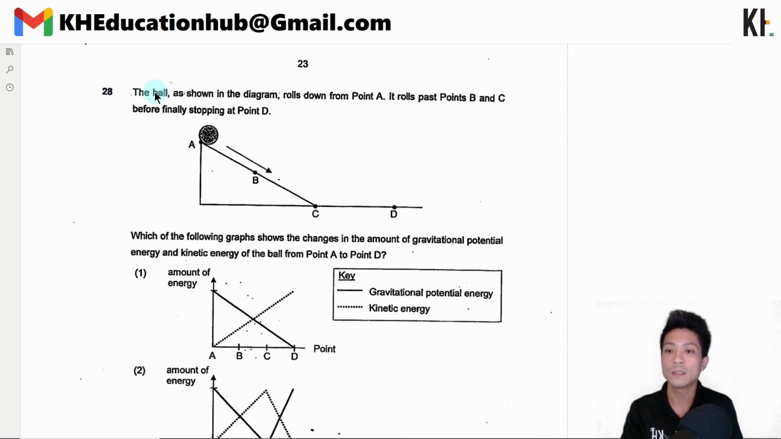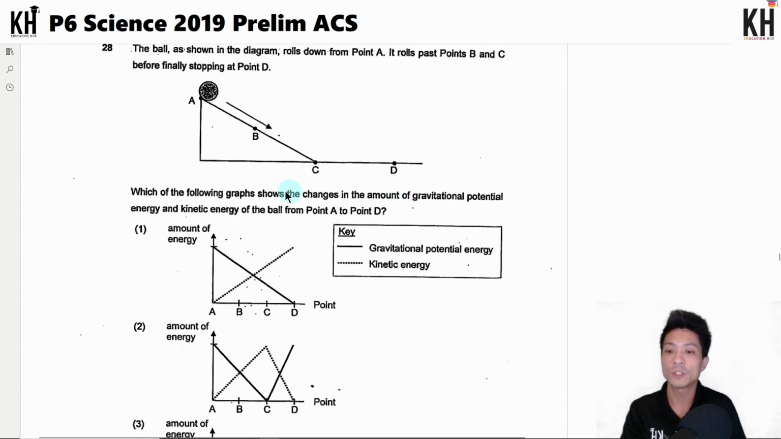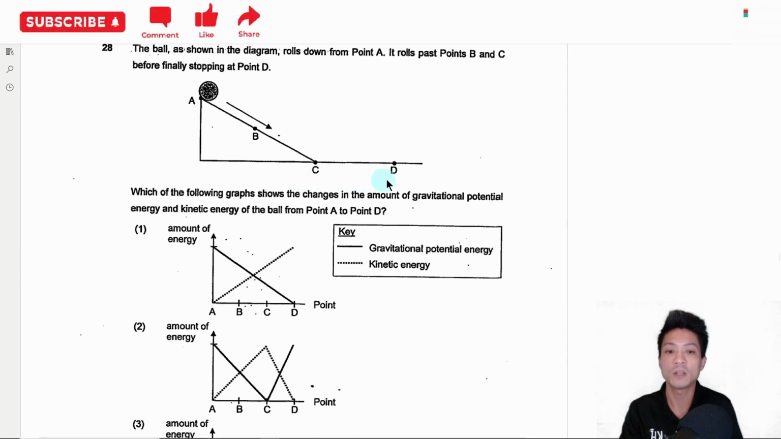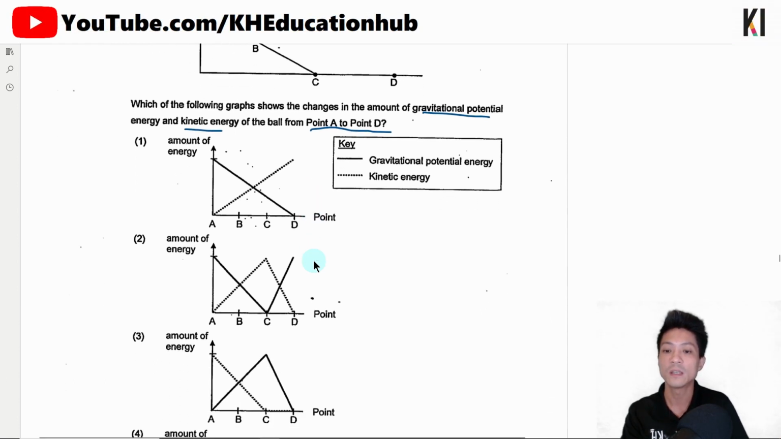Okay, question 28. The ball as shown in the diagram rolls down from point A. Okay, it rolls past point B and C, and then finally it stops at D. Which of the following graphs shows the changes in the amount of gravitational potential energy and kinetic energy of the ball from A to D? So we know that the gravitational potential energy will definitely decrease, right? And then the kinetic energy will definitely increase.